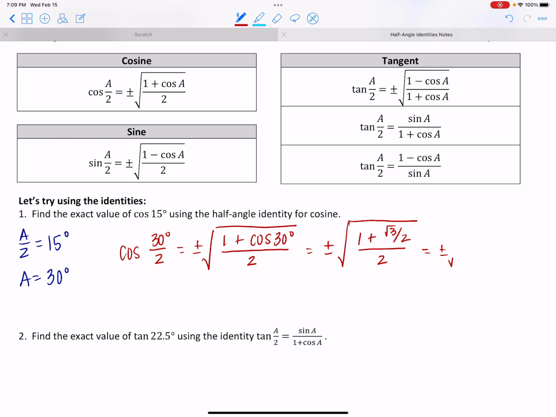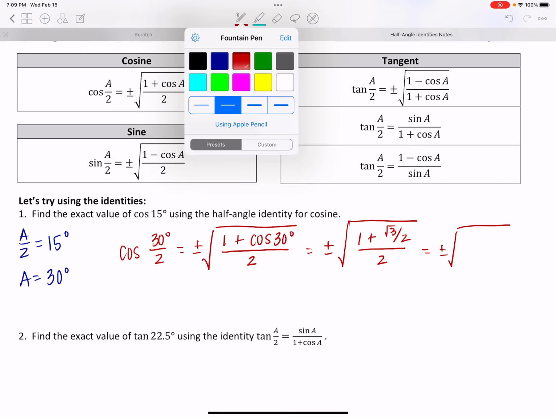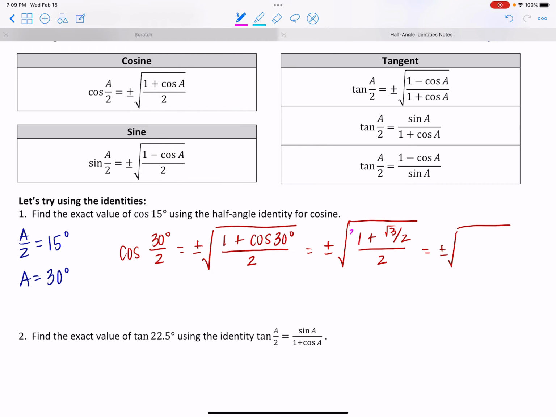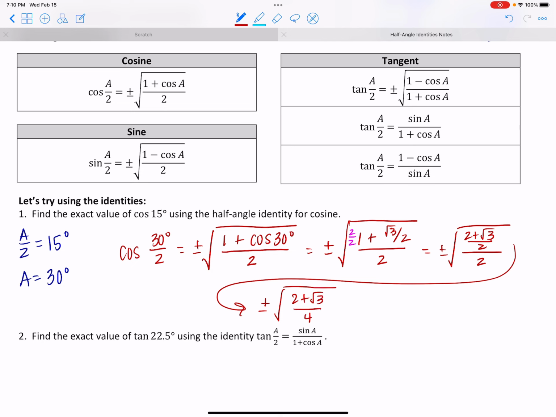This is plus or minus the square root of, and the top of the fraction, I'm going to try to add 1 to radical 3 over 2. Well, I'm going to look at that 1 as 2 over 2, so I have that common denominator. So 2 over 2 plus radical 3 over 2 becomes 2 plus radical 3 over 2. And that's still over the other denominator, which is 2. And dividing by 2 over 1 is multiplying by 1 over 2. So let me just continue this over here. If I multiply by a half instead of dividing by 2, then I'm looking at plus or minus the square root of 2 plus radical 3 over 4 instead.